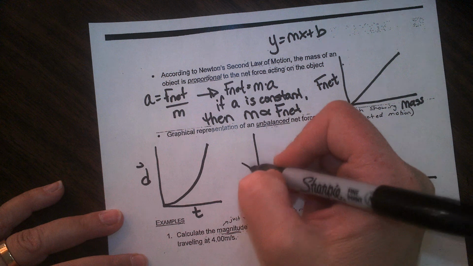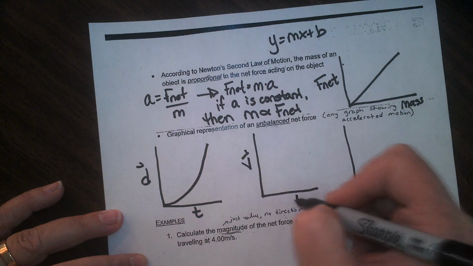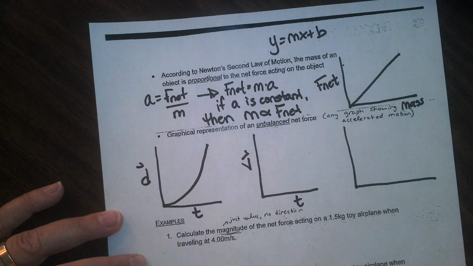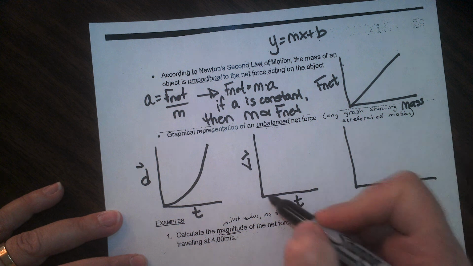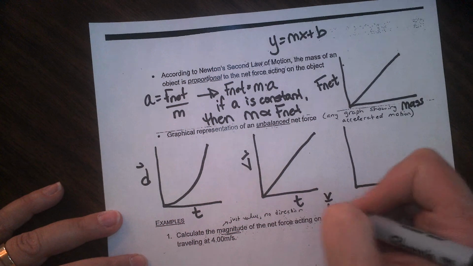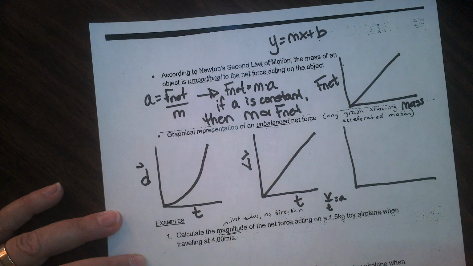Now, if I was looking at velocity and time, what kind of graph would I be looking at? Right? Because velocity over time is equal to acceleration. So it would be linear.